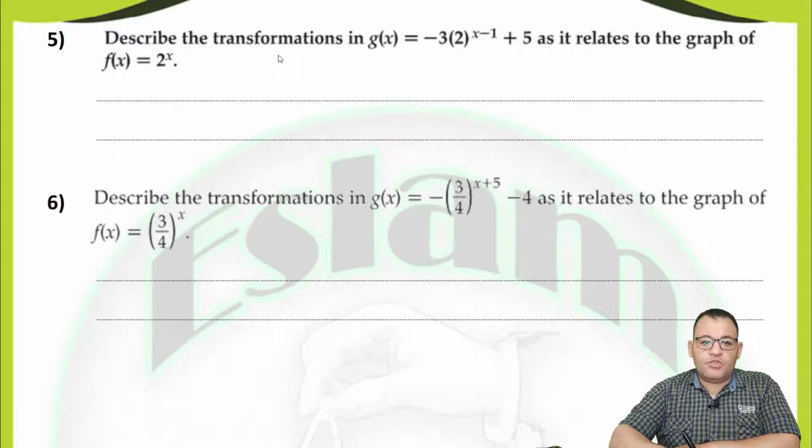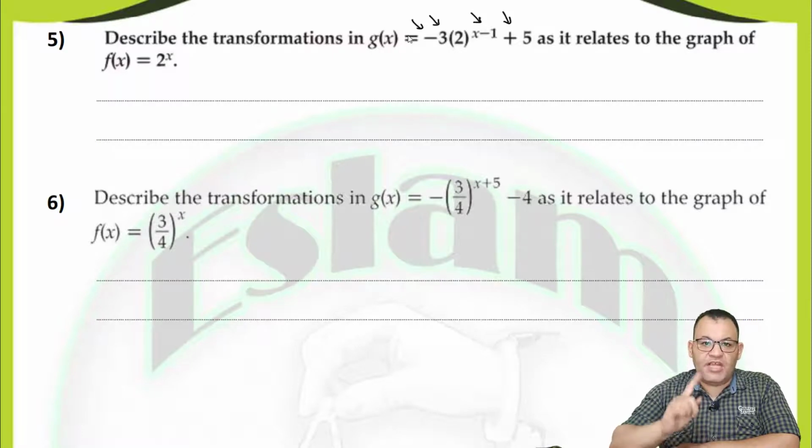In this problem, we need to describe the transformation in the function g of x equals -3 multiplied by 2 to the power x minus 1, plus 5. So we need to compare the function after transformation with the parent function. At the first, we have a negative. That is the first transformation. The second, multiplied by a number. The third, subtracting from x. The fourth is adding to the function. It means we have two translations, one dilation, and one reflection.